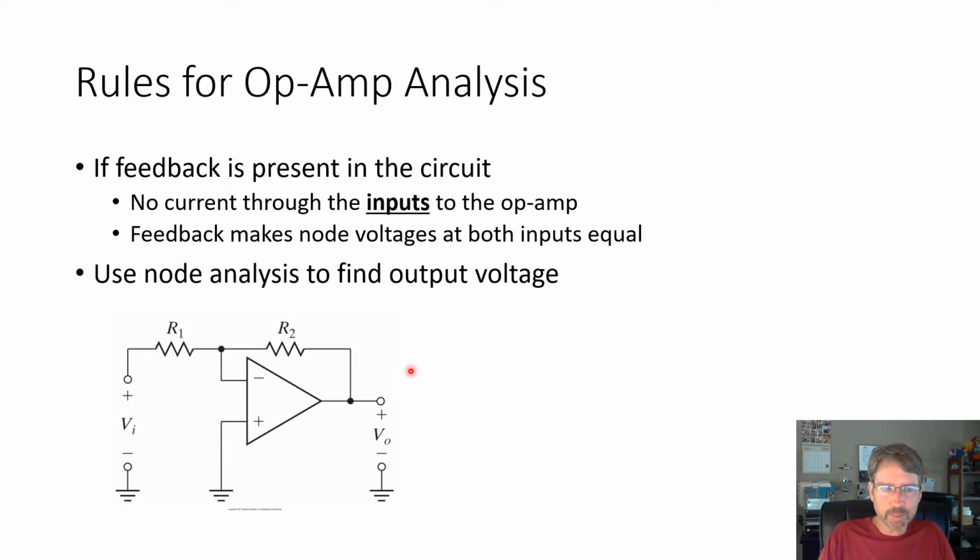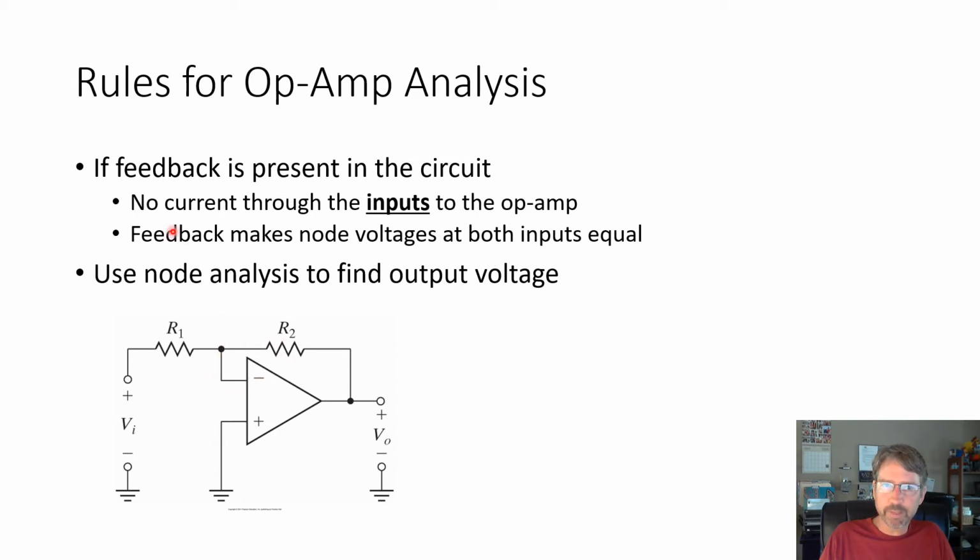So op amps are neat systems, and they have a really high gain. You can analyze them from first principles that way, but the way they're almost always used is with feedback, where the output is fed back to the inverting input, or at least one of the inputs, usually this one.